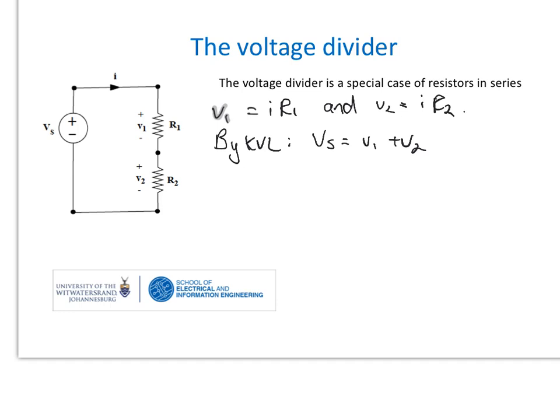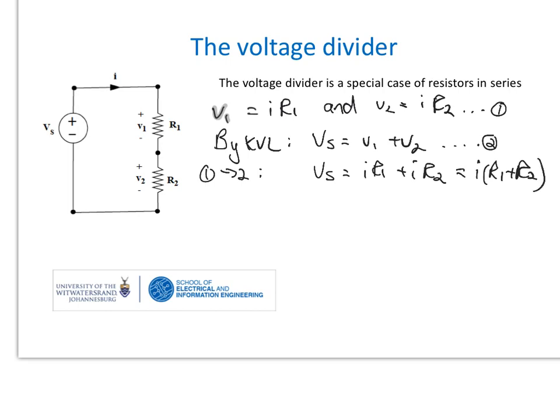And so putting 1 into 2, we see therefore that Vs is equal to IR1 plus IR2, which is equal to I times R1 plus R2. Therefore, we can say that I is equal to Vs divided by R1 plus R2. And let's call this equation 3.